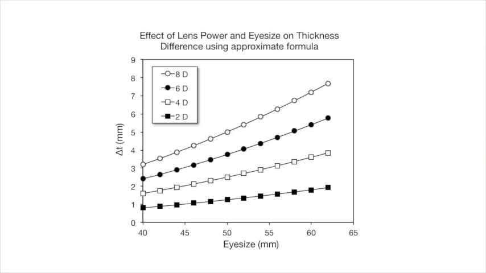However, if you think about the 8 diopter myope, or the 8 diopter values shown at the top, you can see that going from a 40 to a 60 millimeter eye size causes an increase in delta T from 3 to about 8 millimeters. So if they're an 8 diopter myope with a center thickness of 1 millimeter, their edge thickness is going to increase from around 4 millimeters to almost 9 millimeters. So our high myopic patients are always best encouraged to go for a lower eye size.